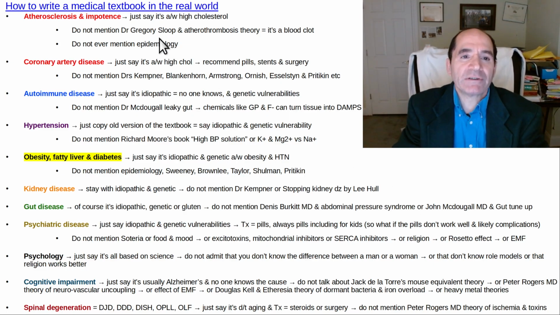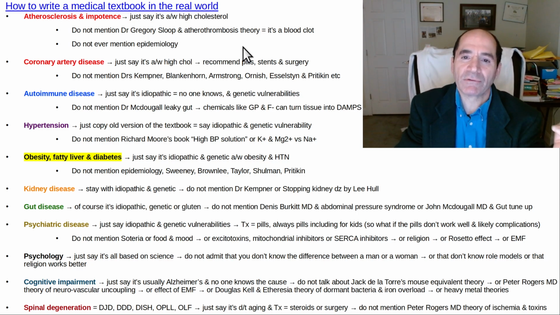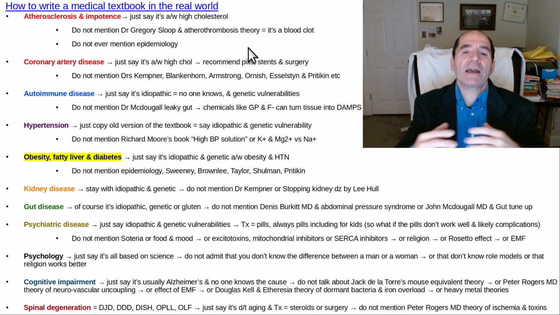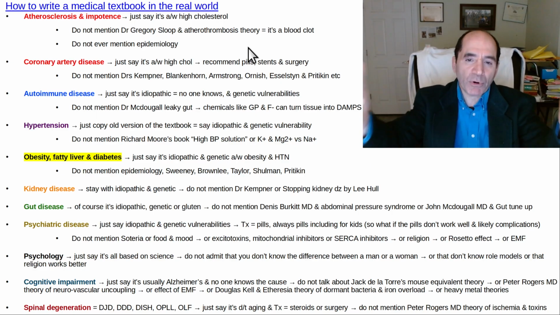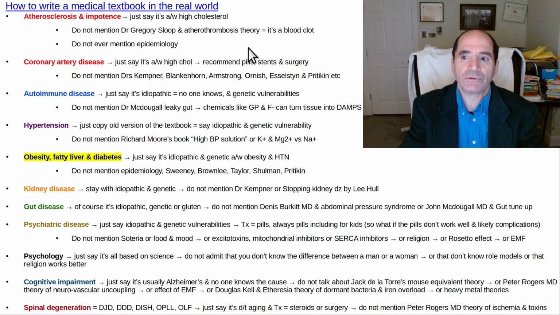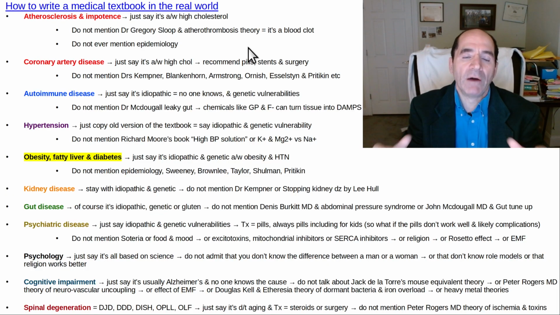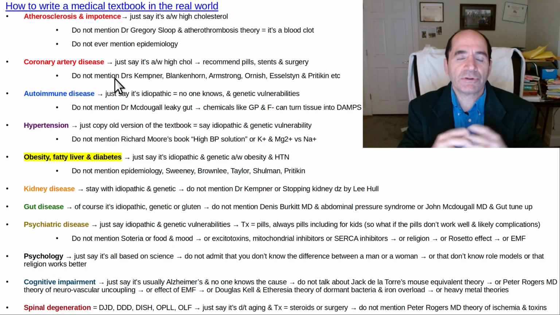So as far as atherosclerosis and impotence, what do they say? Well, nobody knows, it's associated with high cholesterol. That's a joke, okay? They'll never tell you Gregory Sloop wrote the best book on atherosclerosis. Atherosclerosis is just a blood clot, okay? Anything that causes blood to clot causes atherosclerosis. An infection, it's prothrombotic, it increases risk of atherosclerosis, okay? High-fat diet, it's prothrombotic, increases your risk of atherosclerosis. Something that constricts the vessel, sodium, is going to increase your risk of atherosclerosis, okay?